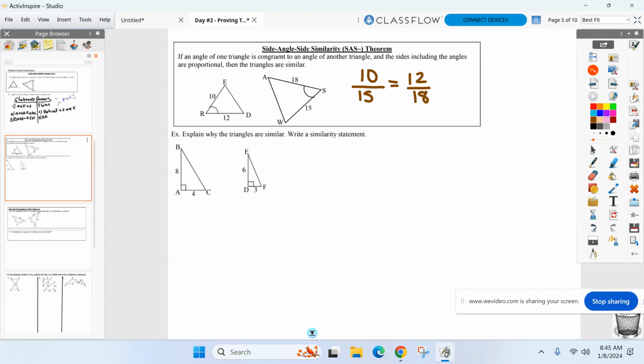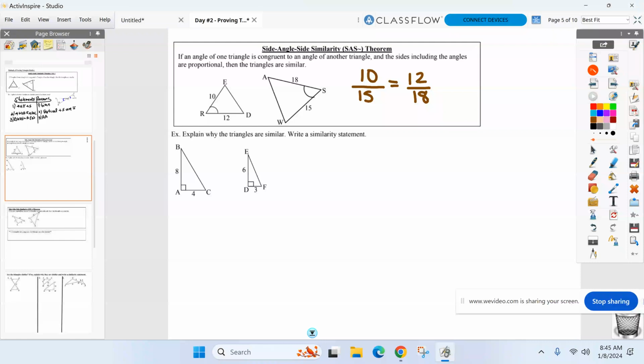Also, I'll show you this because I know a lot of you could probably handle this. The other way of showing it's in the same ratio, cross multiply. See if the numbers come out to be the same. So does 15 times 12 equal 10 times 18? If it is, it's in the same ratio. All right, so that's side, angle, side. Angles are congruent, but the sides are in the same ratio.